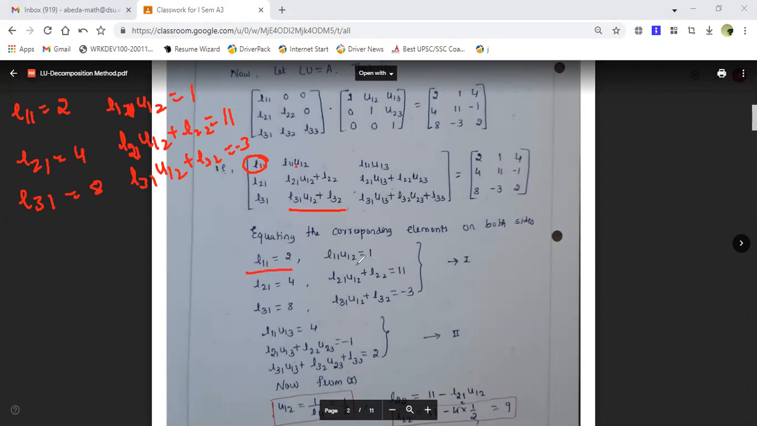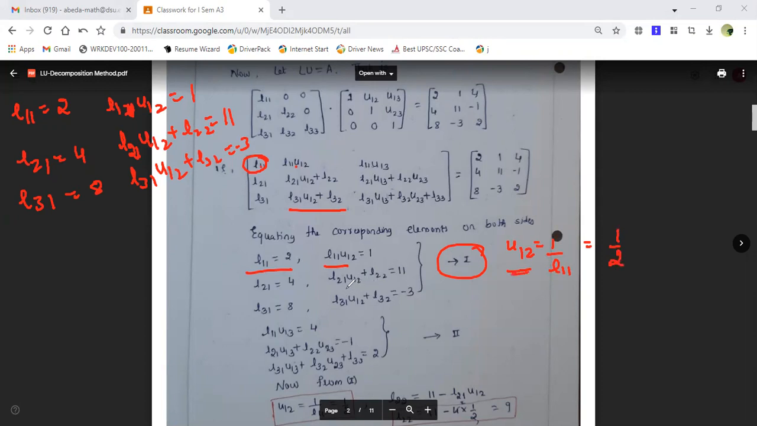Here you can see clearly from this set of first equation, here I know L11. So from this I can calculate U12. So that is U12 is equal to 1 upon L11, which is equal to 1 upon 2. So I've got U12 is equal to 1 by 2.